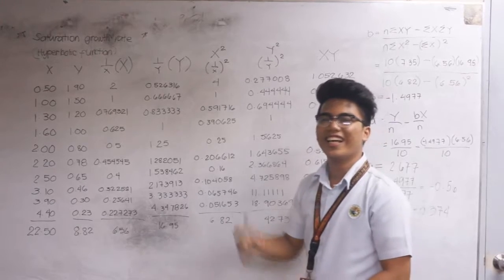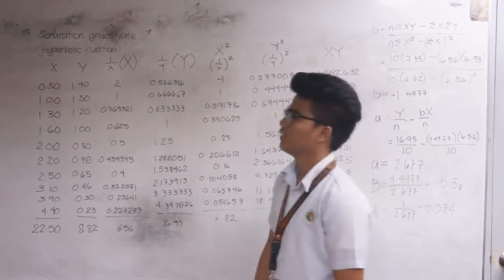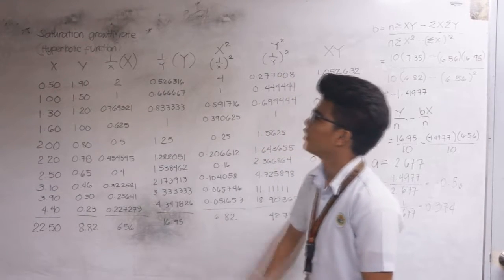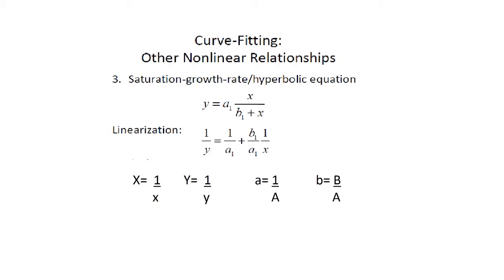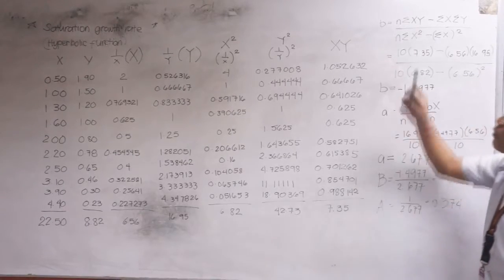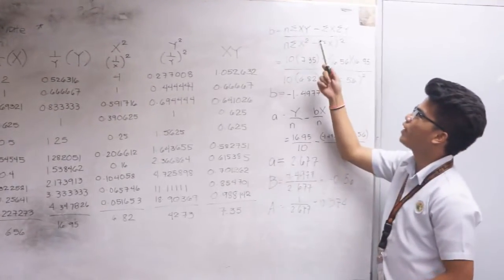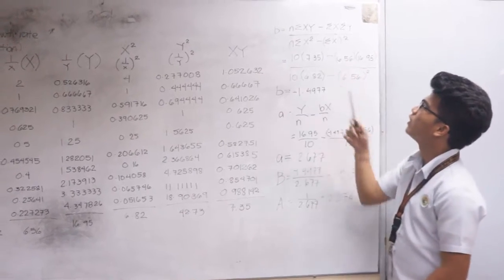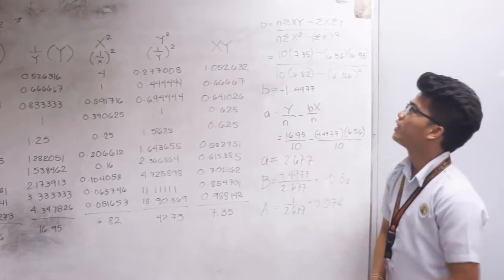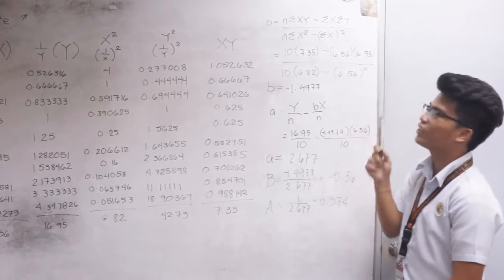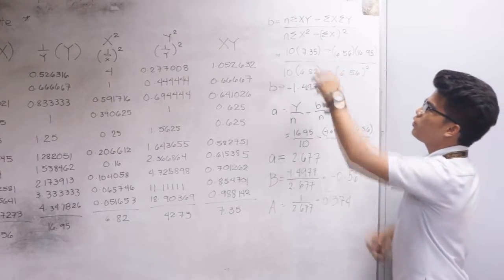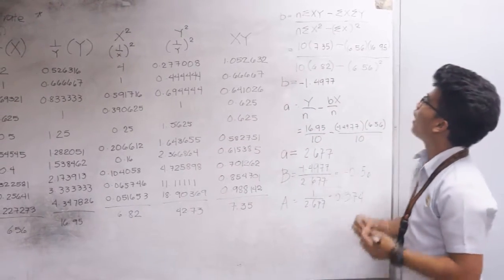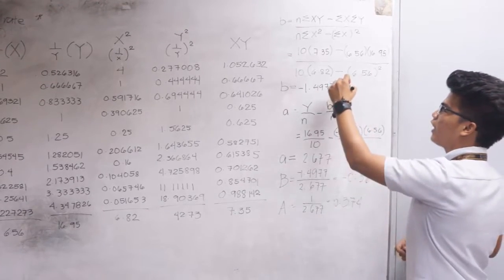Hi friends, so today I'm going to teach you about the saturation growth rate, or what you call the hyperbolic function. So here are the x and y elements. The big X is converted into the inverse of x, and the y also. Then the formula of b is equal to n summation of xy minus summation of x times summation of y over n summation of x squared minus summation of x quantity squared. So if you substitute all of the variables there, you can get the value of b.